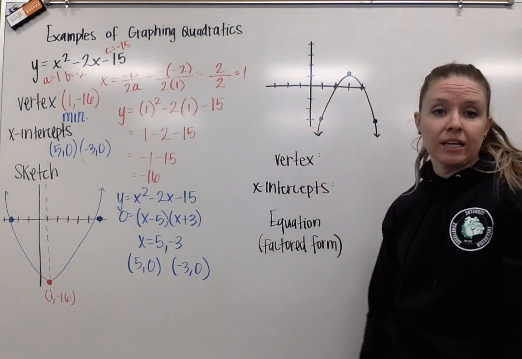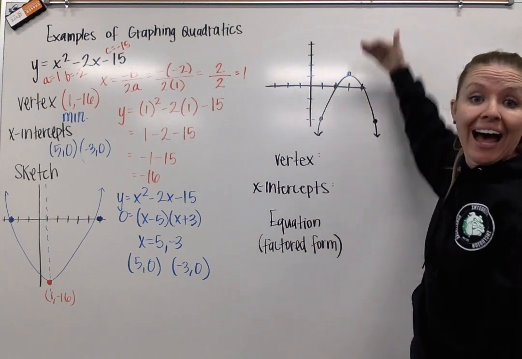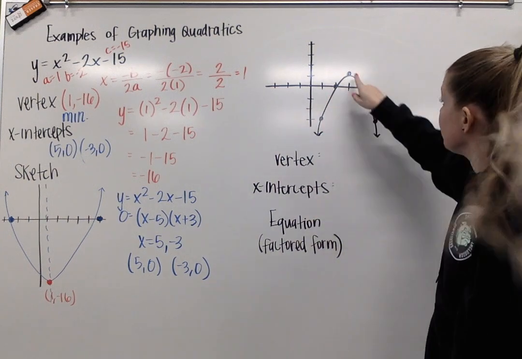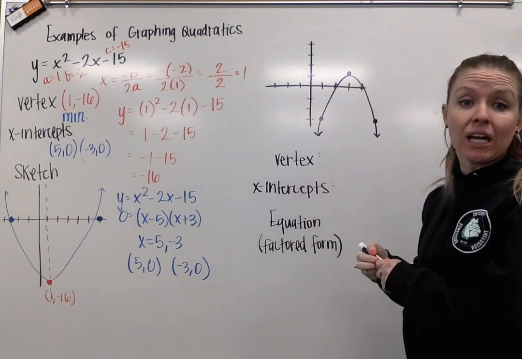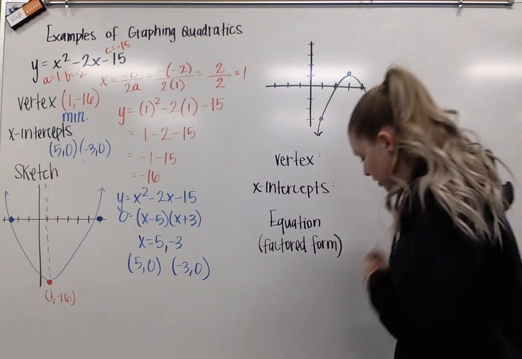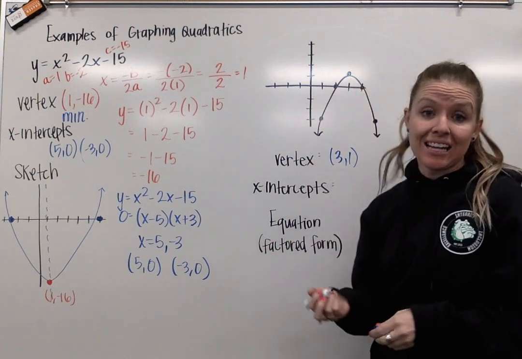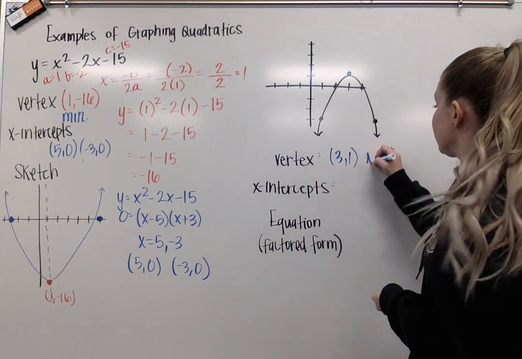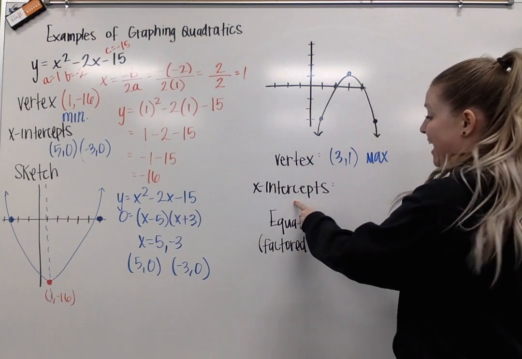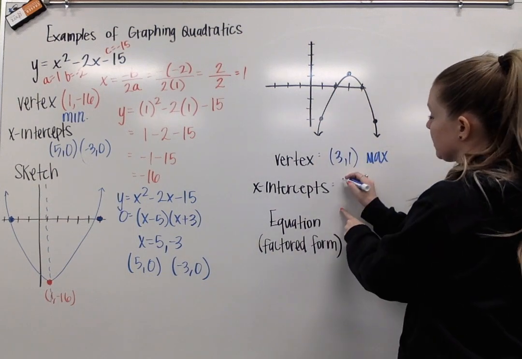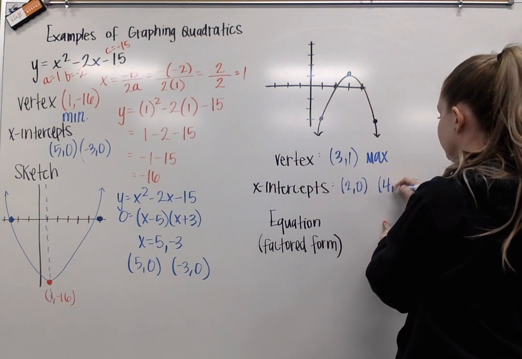Okay, cool. Moving forward, now we have our graph. We're going to find our key features from here. From the vertex, we just have to look at the graph and find the highest or lowest point, that vertex. Here, my vertex is the highest point, and it's at 3, 1. So my vertex is 3, 1. And again, I said it's the highest point, so it is a maximum. My x-intercepts are right here. So I have 2, 0, and 4, 0.